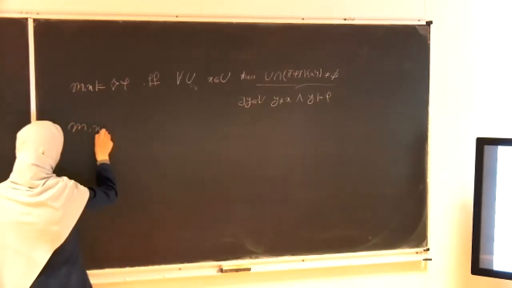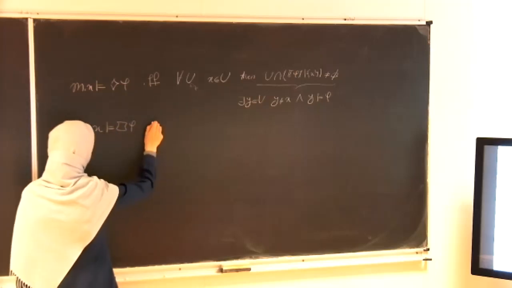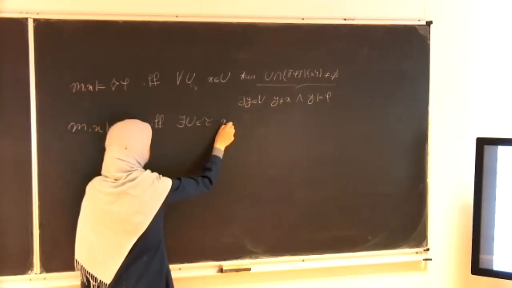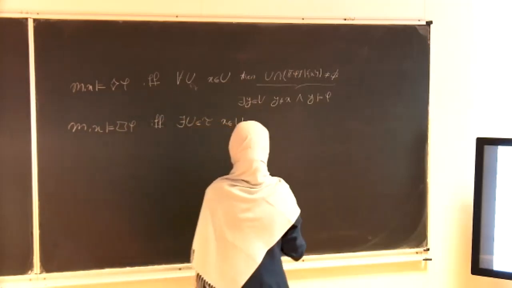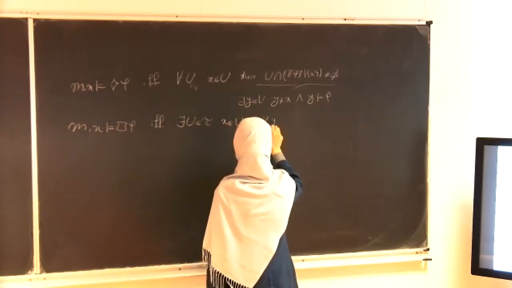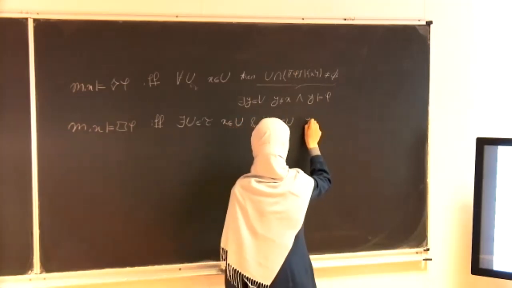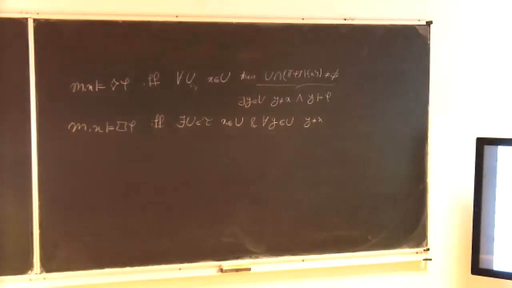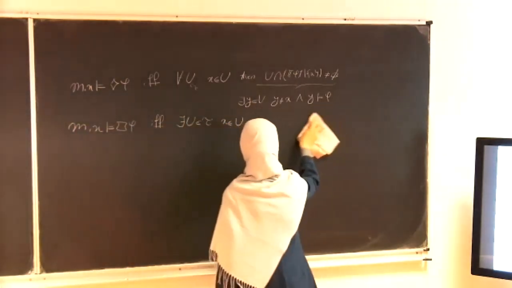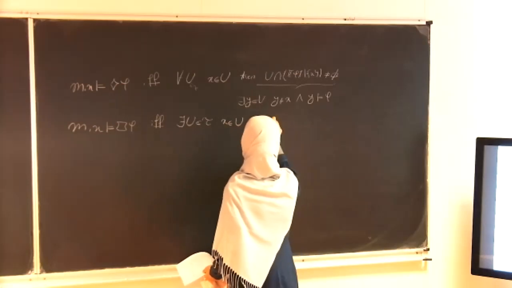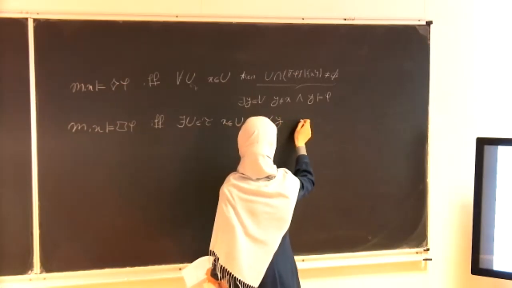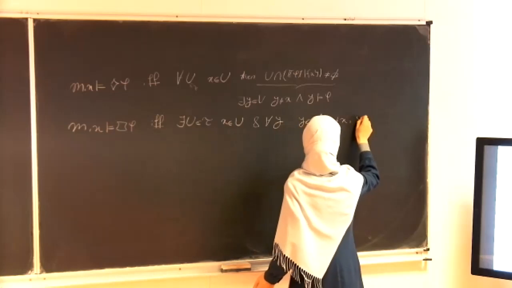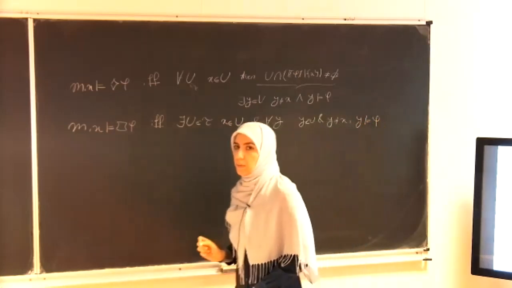For the box operator, we have that box phi is true in x if and only if there exists some open neighborhood U of x such that for all y in U where y is not equal to x, phi is true in y.